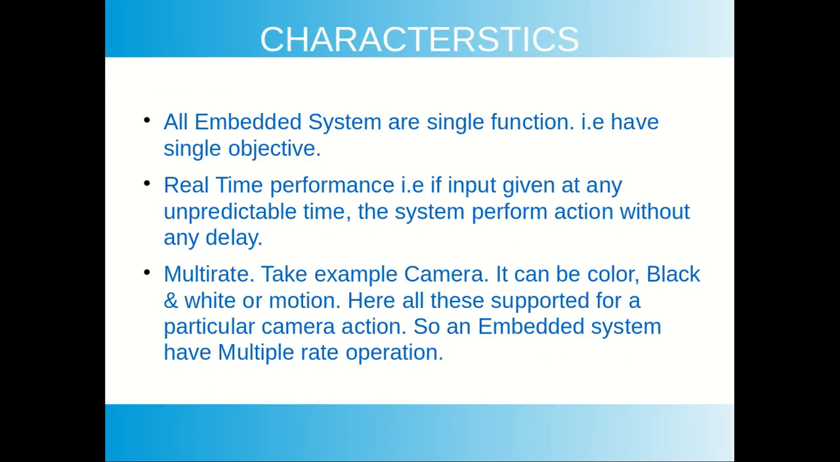Now, some characteristics of embedded system. All embedded systems are single function, that is, have a single objective, and they perform in real time, that is, real-time performance. That is, if input is given at any unpredictable time, the system performs action without any delay. Multi-rate: take example a camera. It can be color, black and white, or motion. Here all these are supported for a particular camera action. So an embedded system has multiple rate operations.